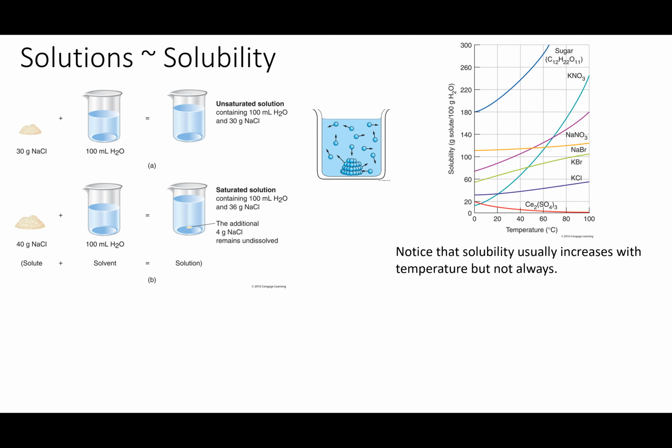I'd say that's generally the case. You can see all of the curves go up. As you increase temperature, your solubility increases, except for the red line there, the Ce2(SO4)3. There, as we increase the temperature, the solubility decreases.